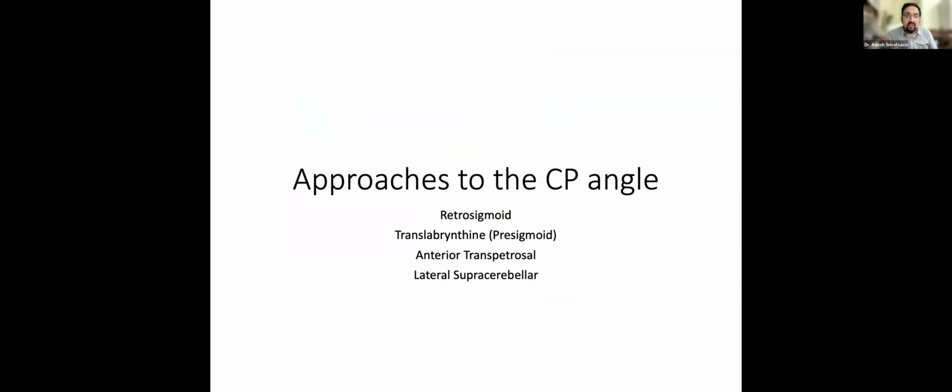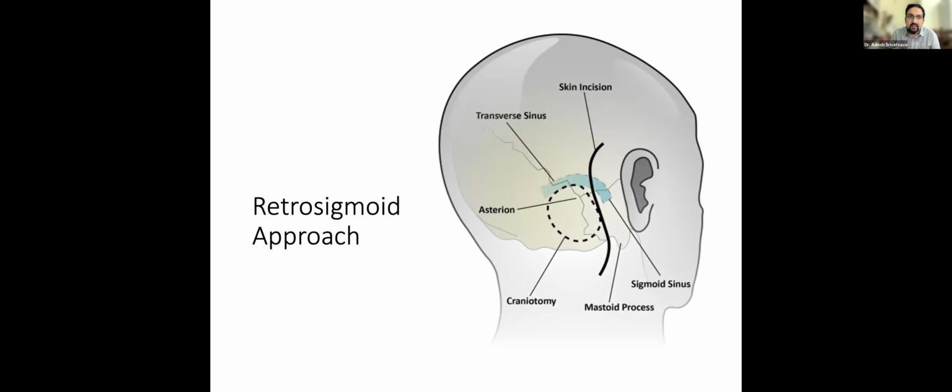Approaches to the CP angle. There are multiple approaches to the CP angle: the retrosigmoid, the translabyrinthine, the anterior transpetrosal, and the lateral supracerebellar approach. But due to shortage of time, we will be covering here the retrosigmoid approach, which is the workhorse approach, which we use for almost 90% of our cases of CP angle pathologies, be it vestibular schwannomas, petrous meningiomas, petroclival meningiomas, epidermoids, lower cranial schwannomas. So this is the workhorse approach.